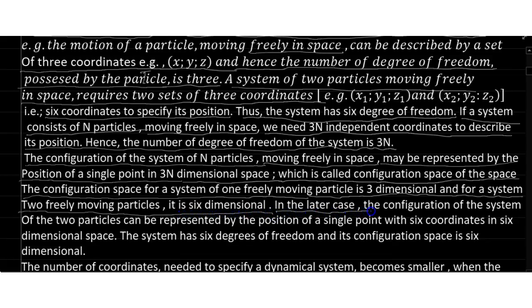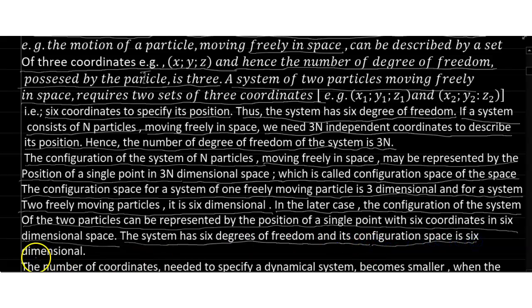In the latter case, the configuration of the system of the two particles can be represented by the position of a single point with 6 coordinates in 6 dimensional space. The system has 6 degrees of freedom. Its configuration space is 6 dimensional.